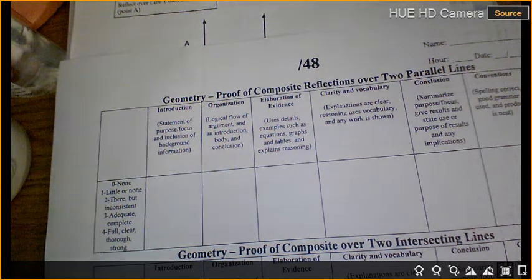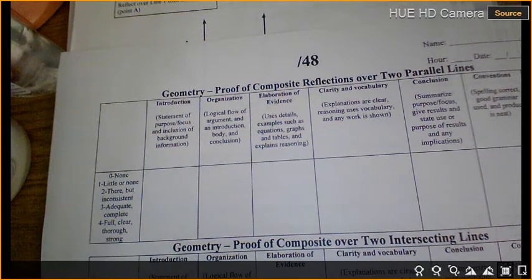So if we look at, we need an introduction, a statement of purpose, focus, and inclusion of background information. What you're doing, why you're doing it. Organization, it needs to go from step 1, 2, 3. You need an introduction, body, and conclusion. Okay, you need to use details, examples such as equation, graphs, and tables, and explaining the reasoning. So you're going to use the example above doing that.